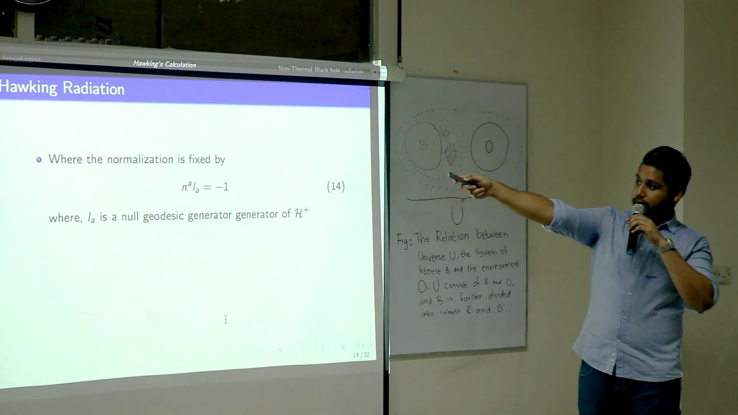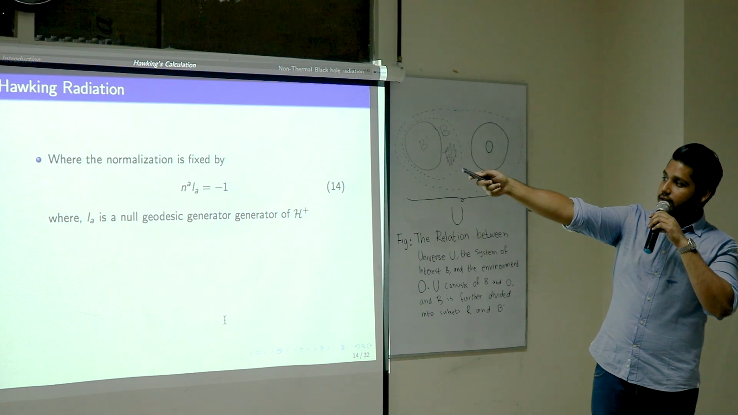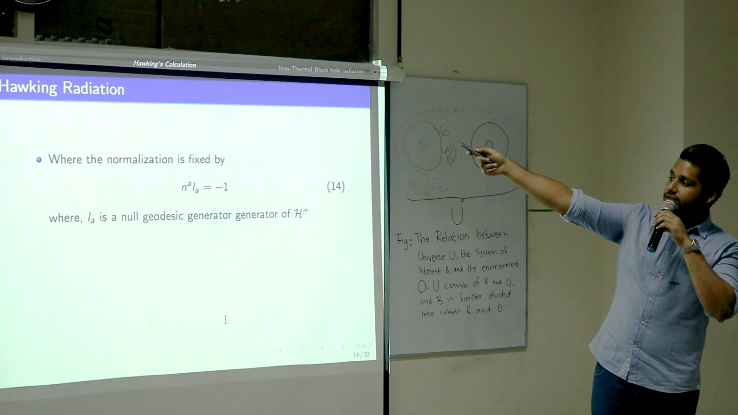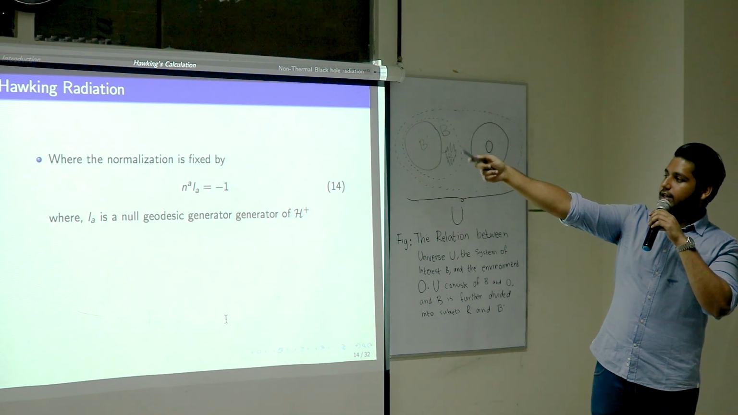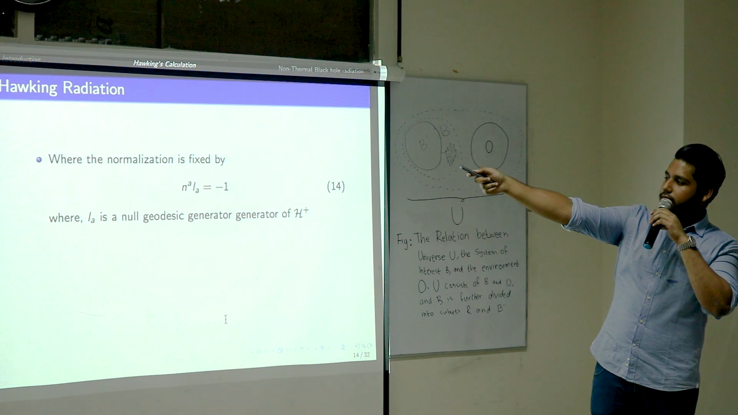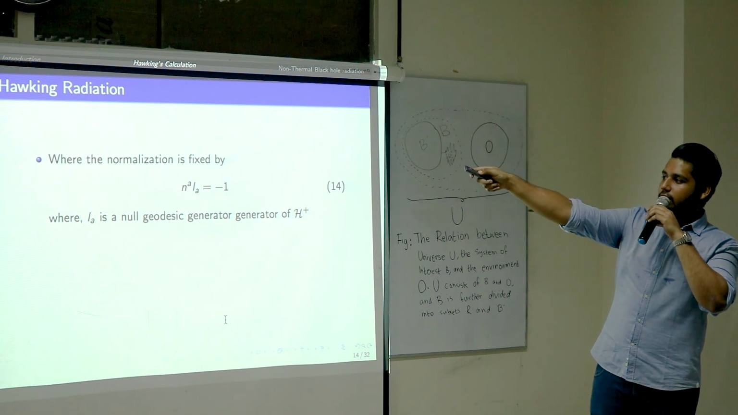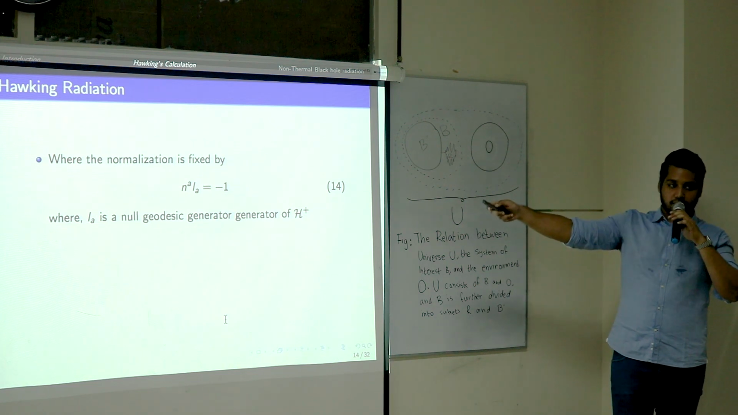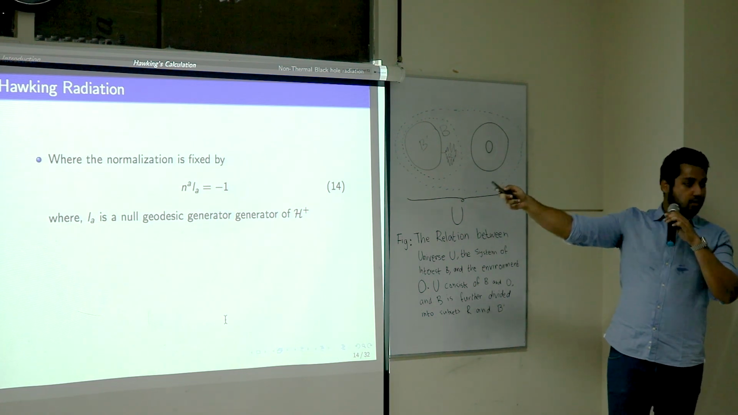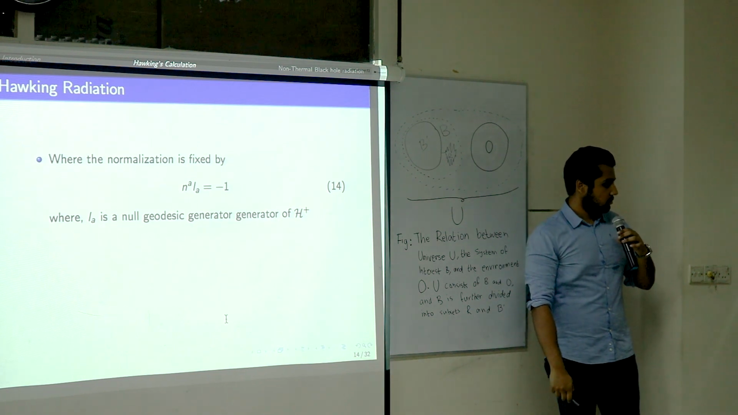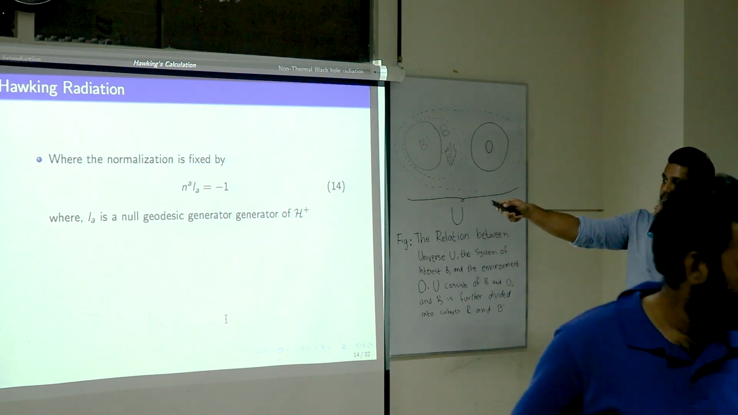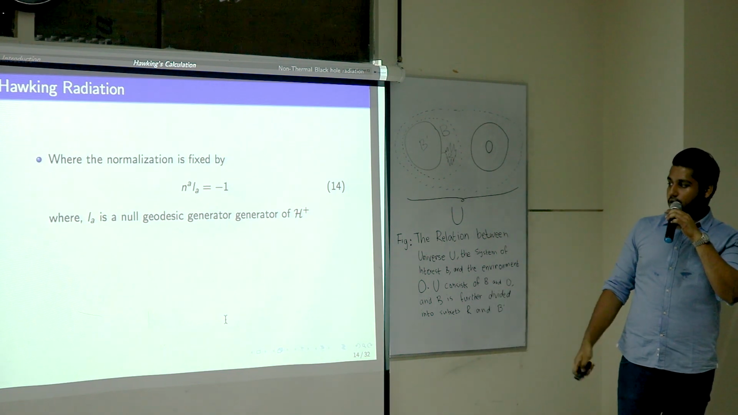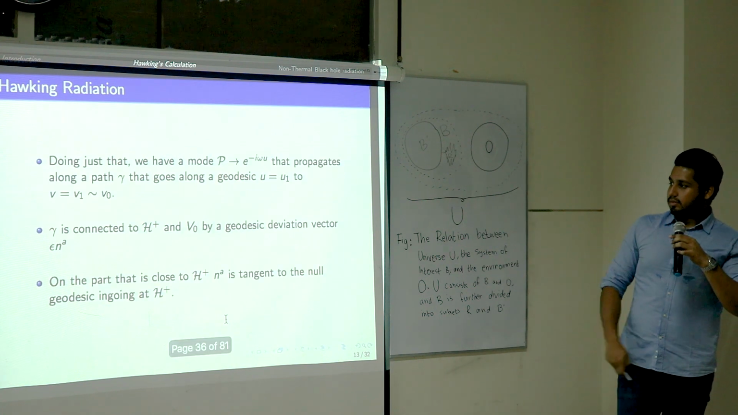As you can see, I drew a Penrose diagram there, where you'll see where all the white hole horizons and the black hole horizons are, including positive null infinity, null infinity, and null future and null past. We have also normalized the tangent, where n_a l^a equals -1, and l^a is the null geodesic generator of H plus. Sorry, that's a typo.